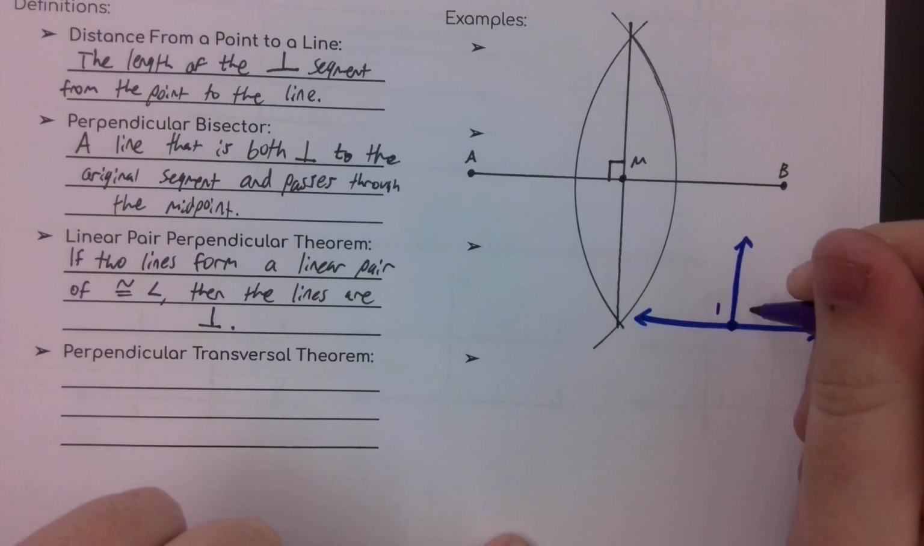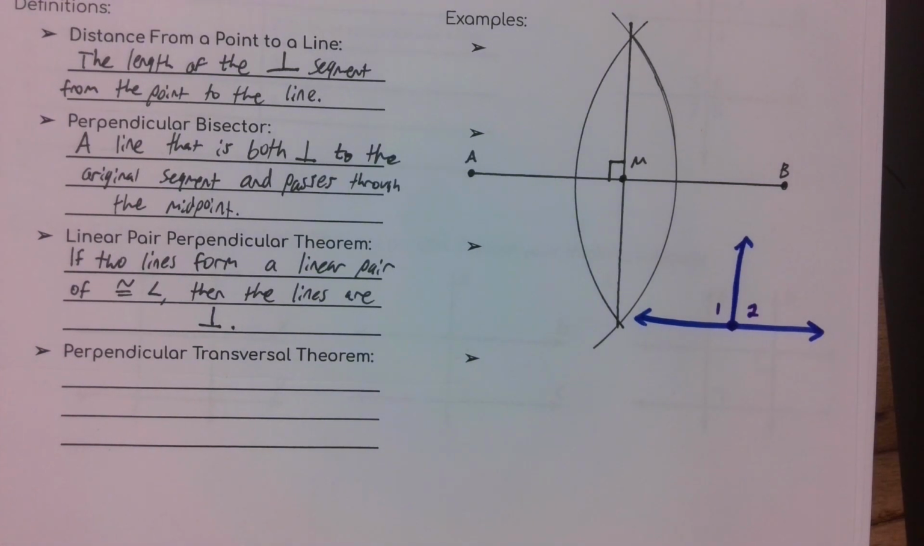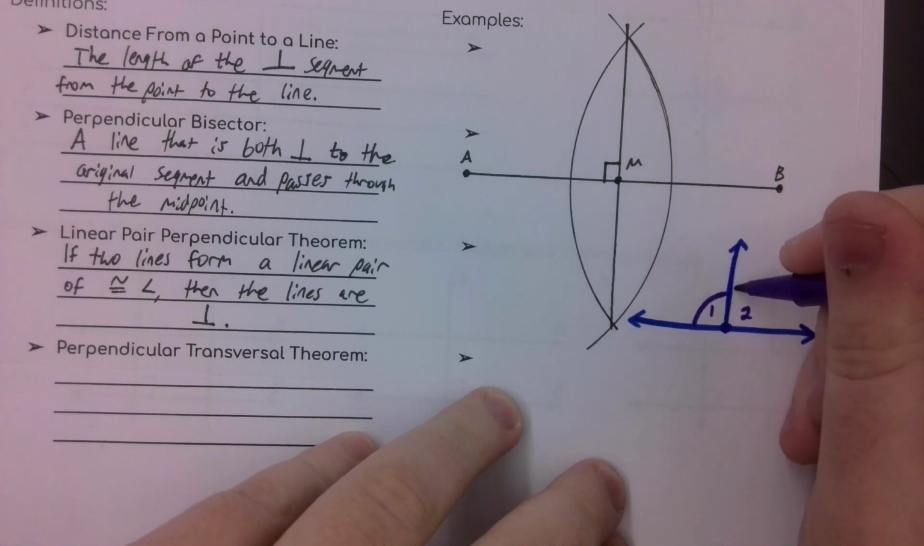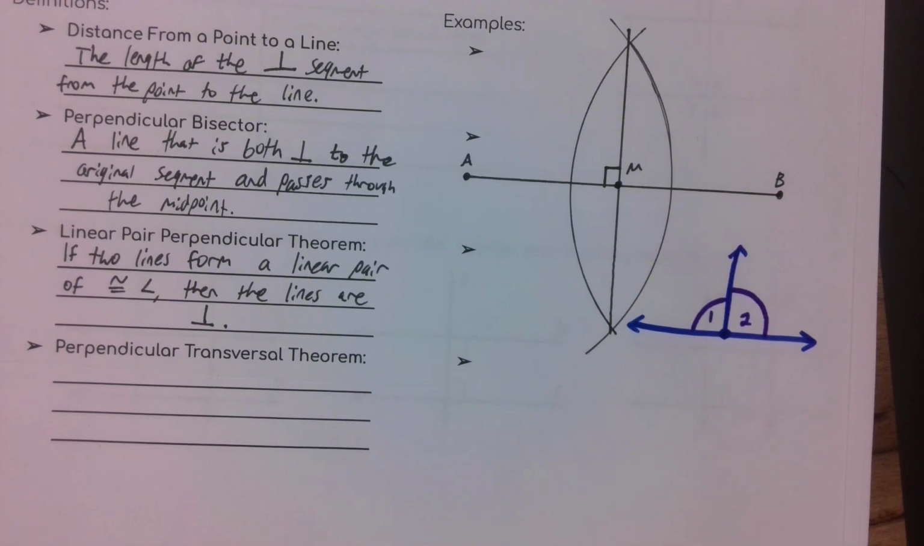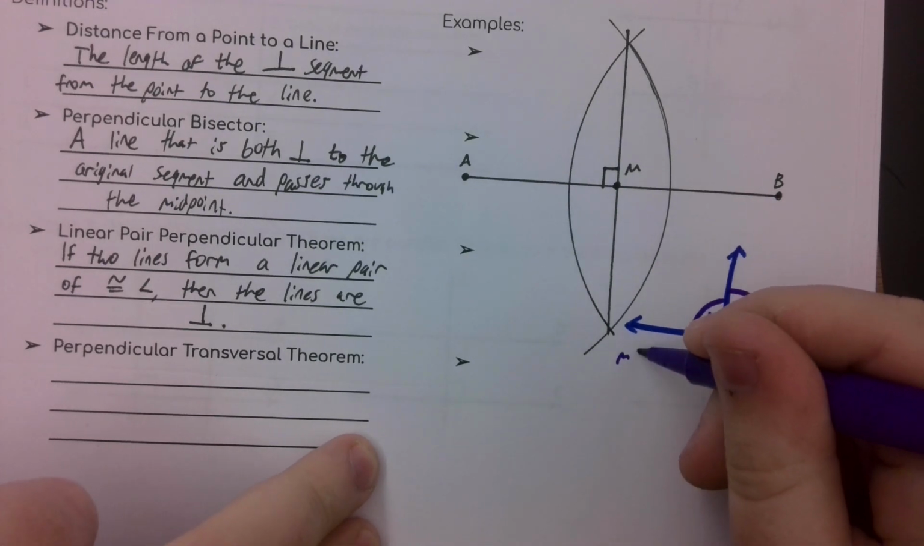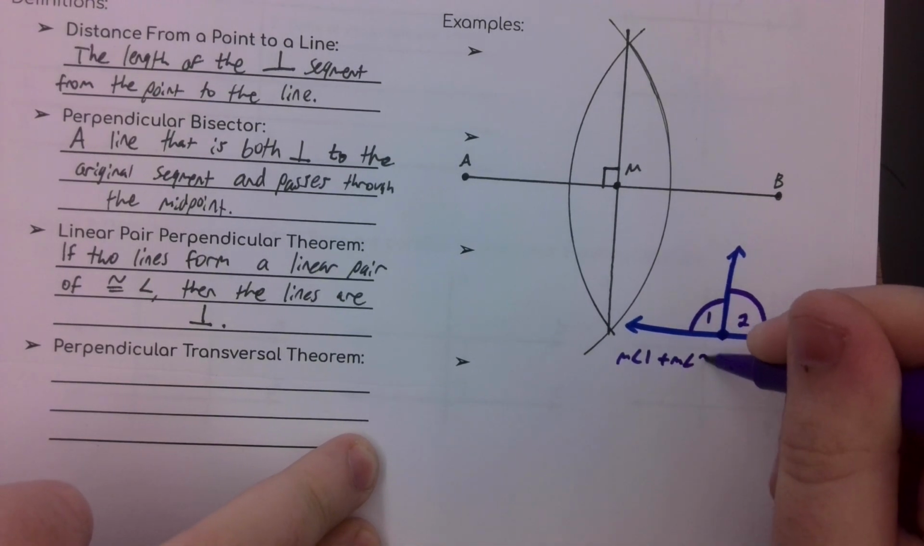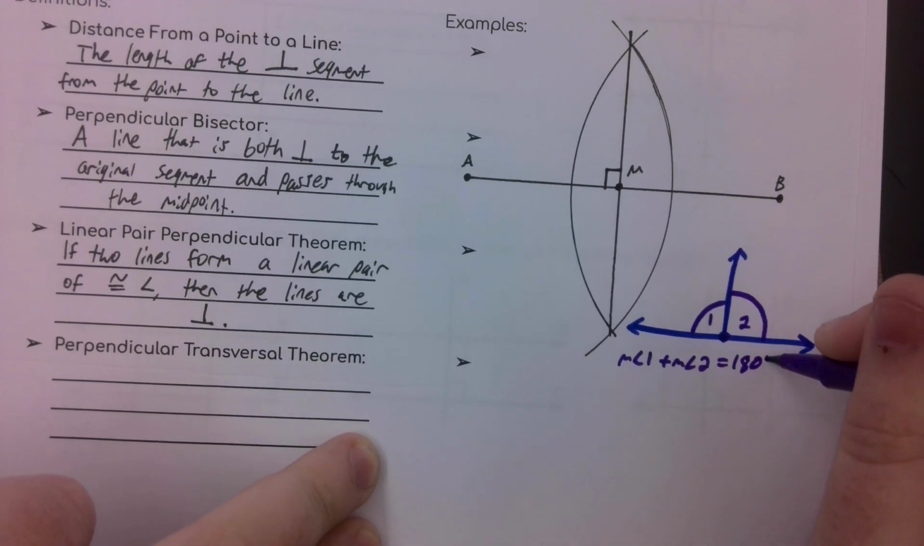This is angle 1, this is angle 2. I've said that 1 and 2 have to be congruent to each other. But remember what it means to be a linear pair. A linear pair means they add up to make 180.